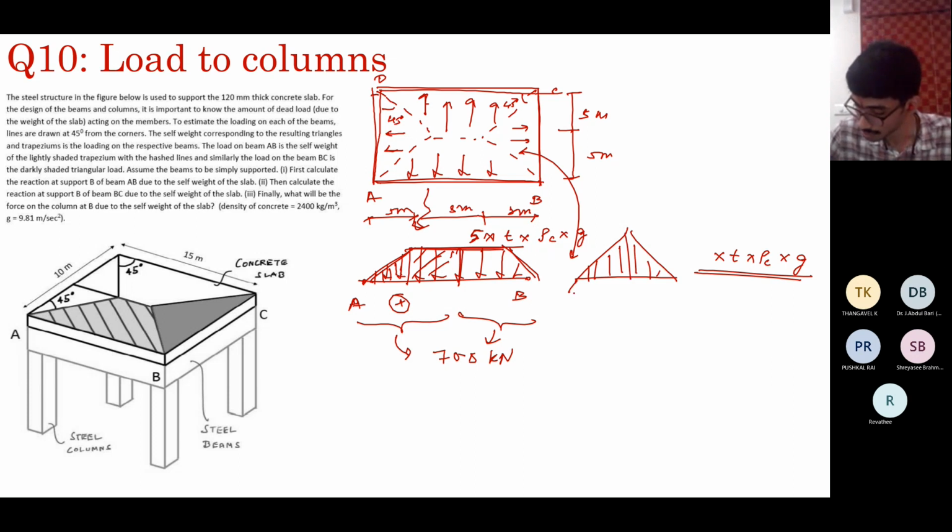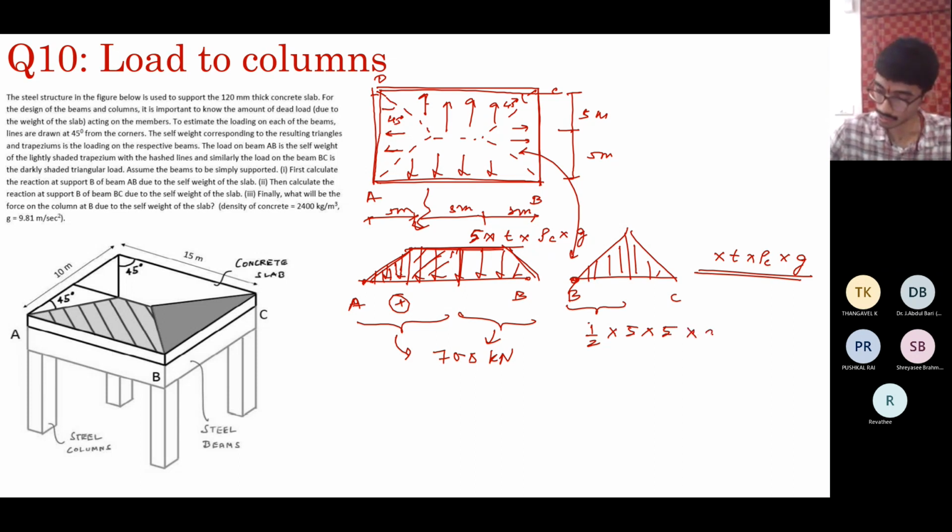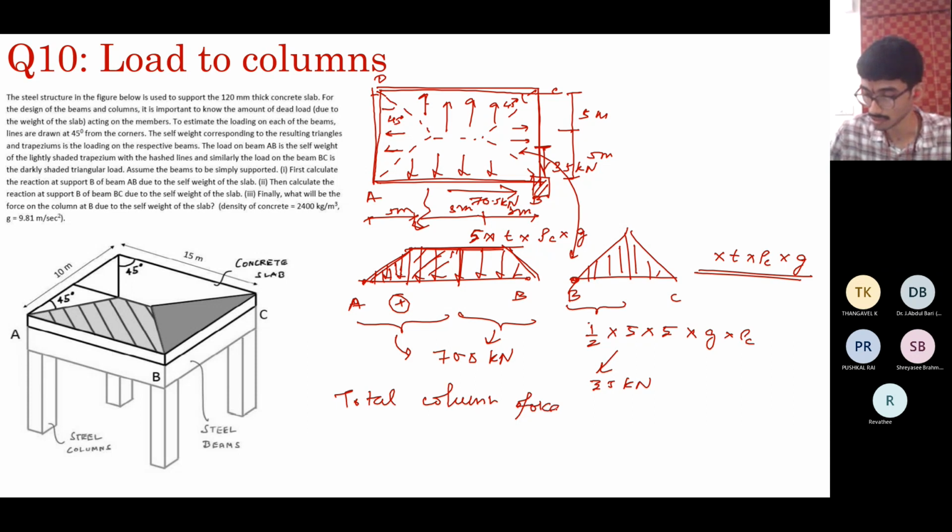Now the area, so the force that comes down to BC is half of this. So it is half into 5 into 5 into g into rho C. So that comes to 35 kN. So this beam transmits 70.5 kN. This beam transmits 35 kN. So the total column force is 105 kN.